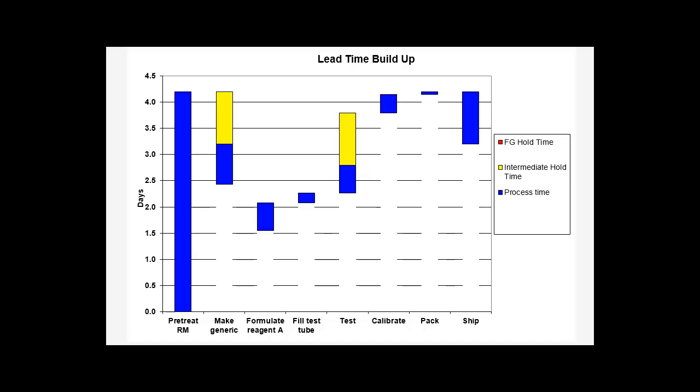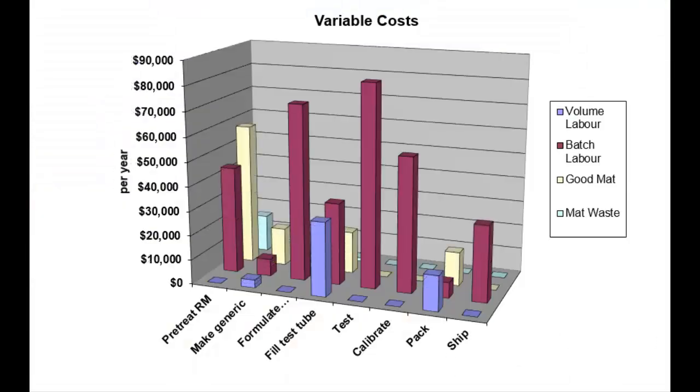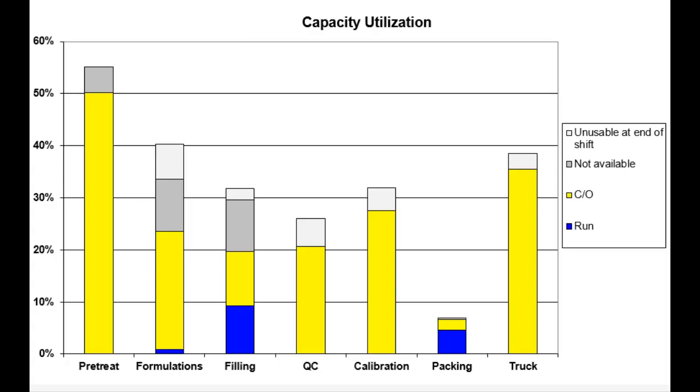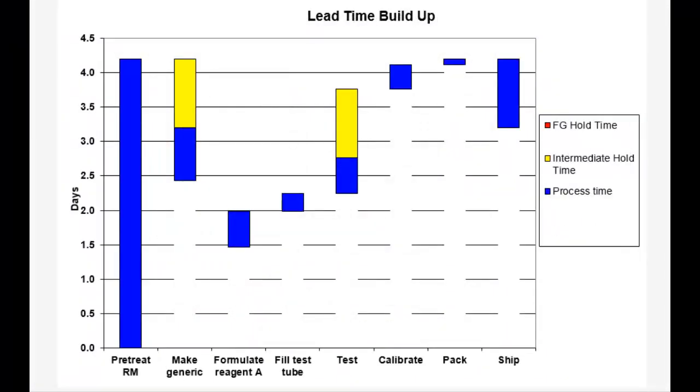When you change something, all of these things change. So let's change the batch size, which was a major change in here. Change this to bigger middle-sized packing batches. You can see that cost graph suddenly changed. The capacity graph changes. The inventory graph changes, and the lead time graph changes. So we have automatic updating as you make changes.